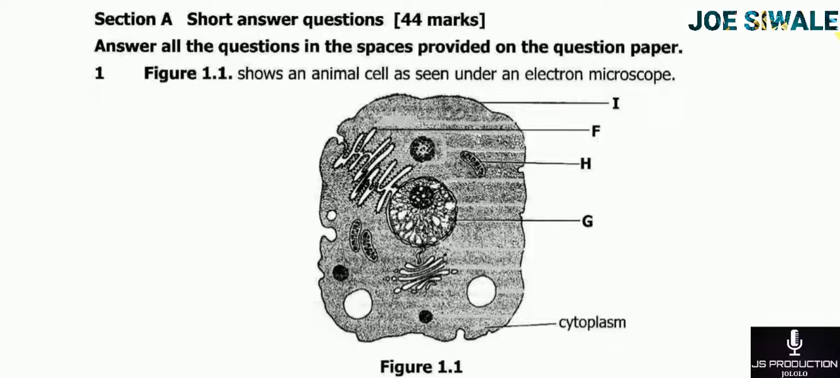Then part G, that's the nucleus. The function of the nucleus is to control all the cell activities. Then I have the cytoplasm, which is labeled on the diagram. The function of the cytoplasm is to give the cell its shape. It also stores the nutrients of the cell.